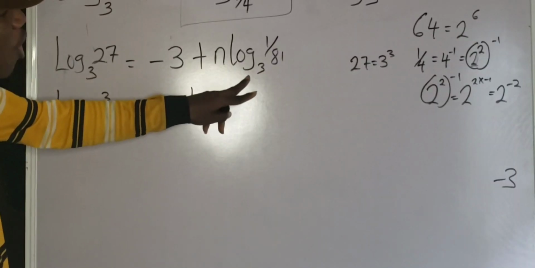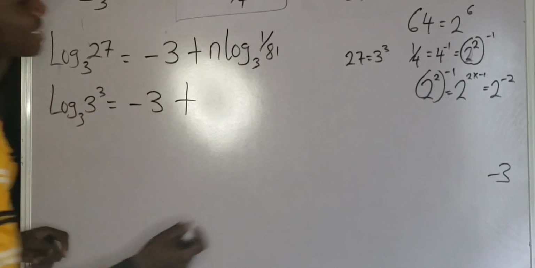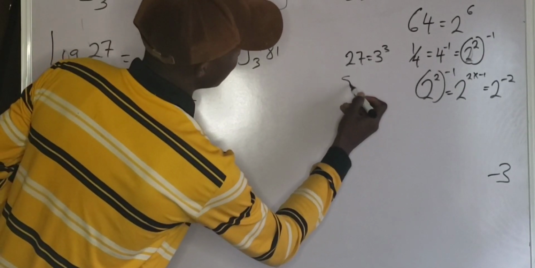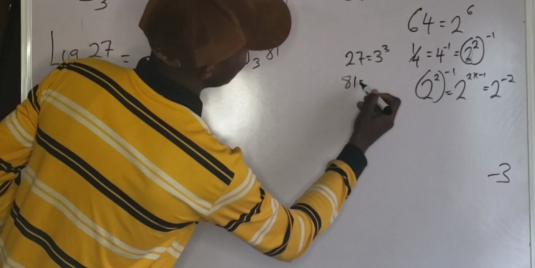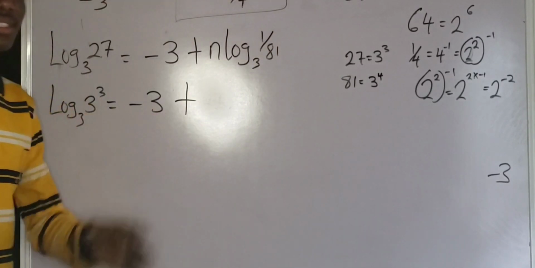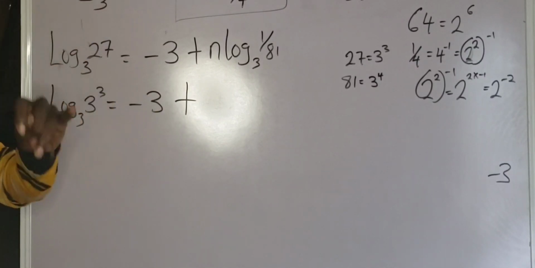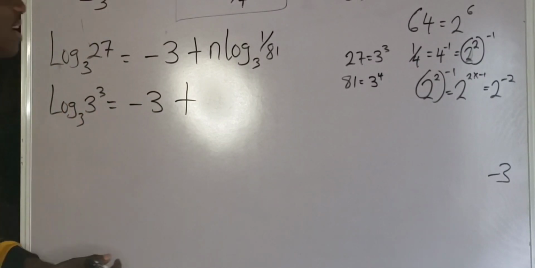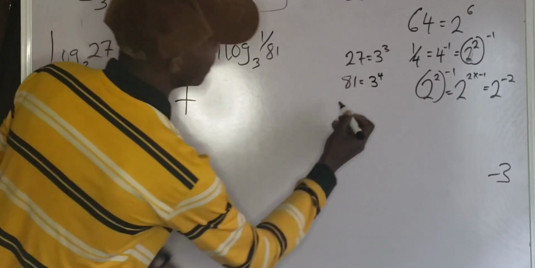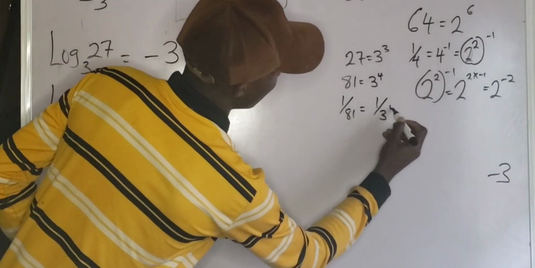We have log 1 over 81 base 3. Don't forget that 81 can be written as 3 raised to the power of 4. Okay? That is 3 times 3, 9. 9 times 3 is 27. 27 times 3, that is 81. Do you understand? Okay? So 1 over 81 can be written as 1 over 3 raised to the power of 4.